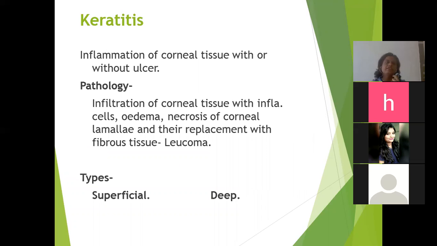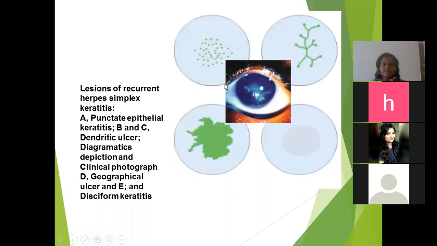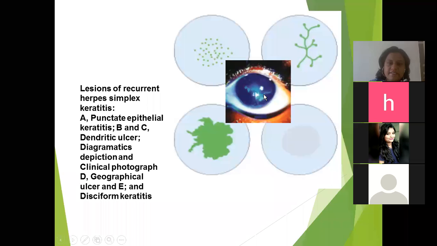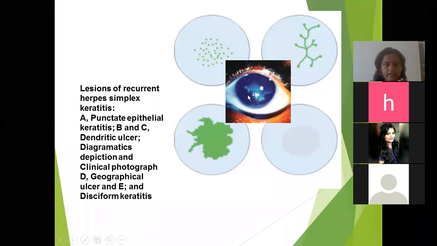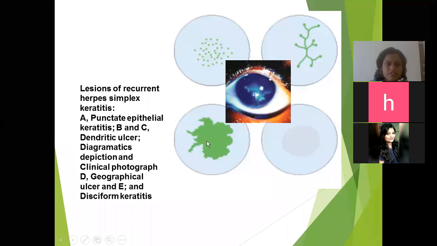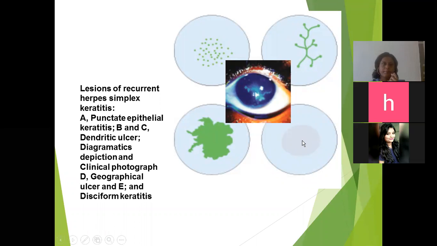Next, we learn about keratitis. Keratitis is the inflammation of corneal tissue with or without ulcer. Its pathology and types, that is superficial and deep, and this is the important diagram of keratitis. In that we can see a punctate epithelial keratitis. This is a dendritic ulcer, seen in a clinical photograph of keratitis, showing how the dendritic ulcer occurs in a cornea. Then this is a geographical ulcer, and the last one is disciform keratitis.